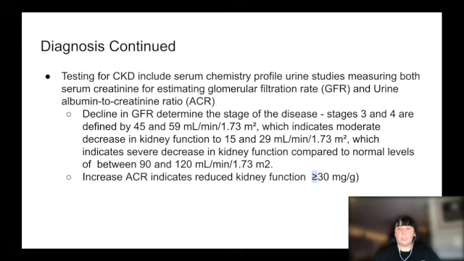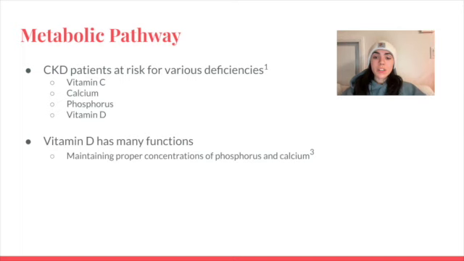Testing for CKD includes urine studies that measure both the serum creatinine or GFR, which estimates how much blood passes through the glomeruli, and ACR, which measures the amount of albumin in a urine sample compared to the amount of creatinine. A decline in GFR determines the stage of the disease. So stage 3 is defined by a GFR between 45 and 59, which indicates moderate decrease in kidney function. Stage 4 is defined by 15 to 29, which indicates severe decrease in kidney function. That is compared to the normal levels of between 90 and 120. An increase of ACR indicates reduced kidney function as well. That is greater than 30, which is also the normal level.